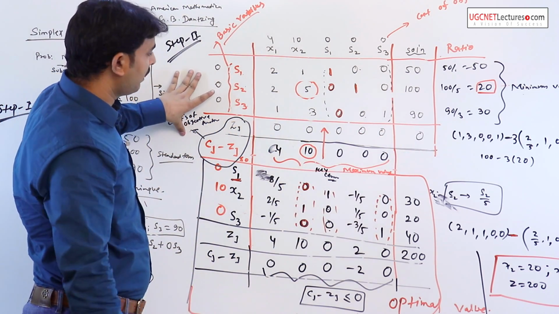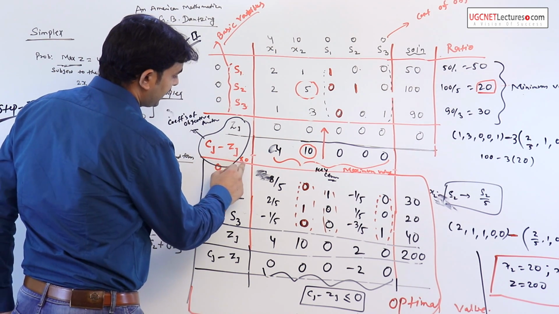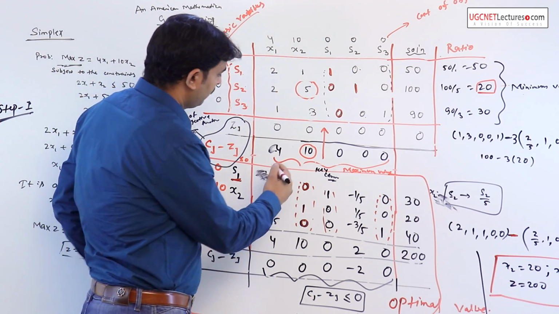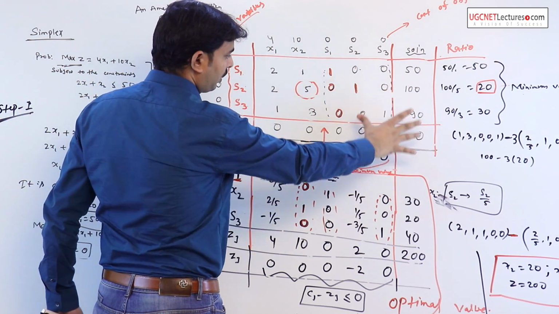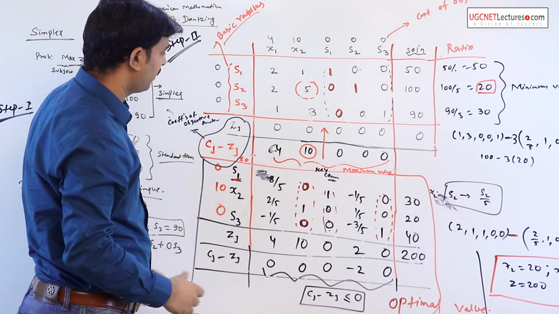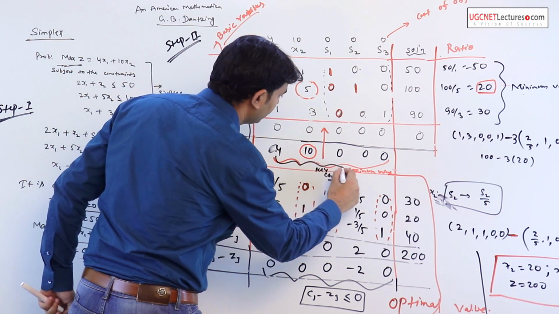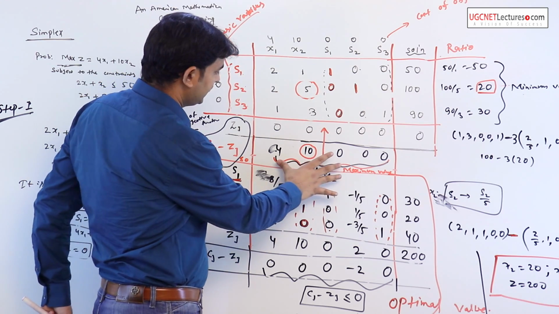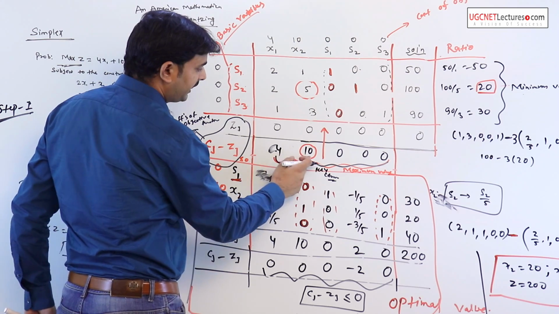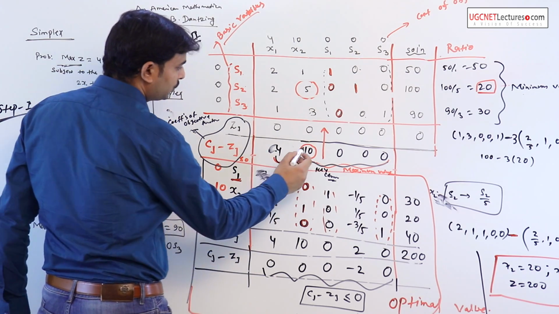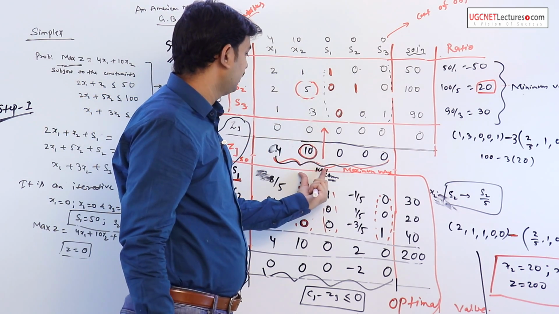Check whether this is the optimal table or not. For doing this, we have to check that Cj minus Zj is less than or equal to 0. But here 4 and 10 are positive values. So this is not the optimal value. We go further. For going further, we have to check which is the maximum value among all the Cj minus Zj. So here 4 and 10 are positive values, and 10 is our maximum value. So this is our key column.